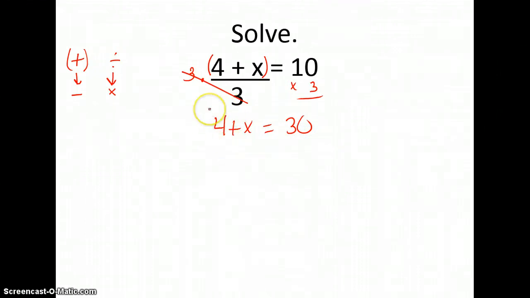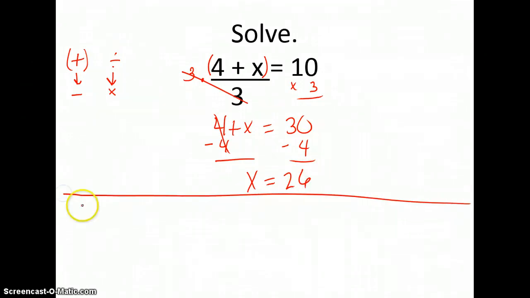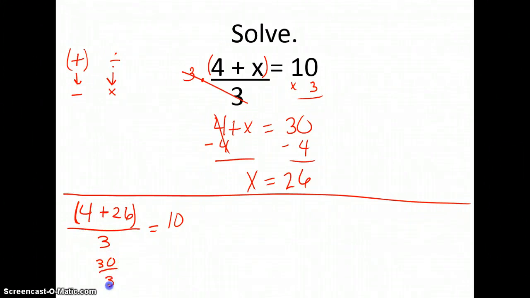Now I take care of this 4. And look, this 4 isn't being added or subtracted, but since it comes first and it's positive, I'm going to subtract that 4 from both sides, which leaves me with x equals, oops, not 28, 26. Now let's check our work. 4 plus 26 over 3, we have to see if that equals 10. Now, since I'm using the order of operations in the correct order, I'm going to take care of this numerator first. And 4 plus 26 is 30, divided by 3. That does equal 10, so x equals negative 26.